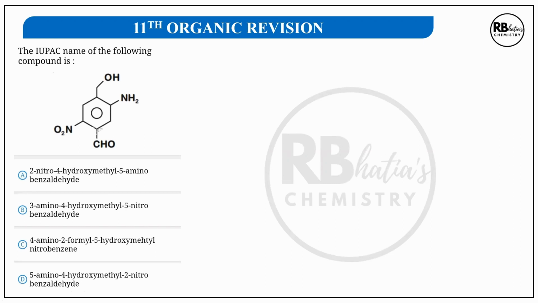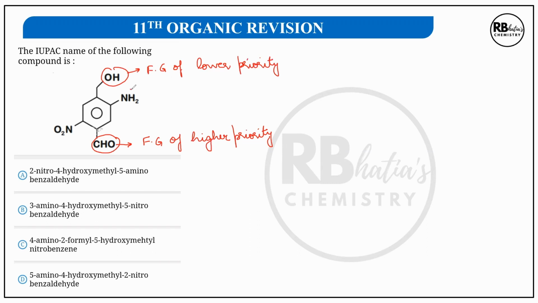IUPAC name of the following compound. Now, to begin with, you must point out the groups present. This is the functional group of higher priority. And all others become substituents. Even a functional group of lower priority, they also all are treated like substituents. Functional groups of lower priority are treated as substituents. This is also a substituent.